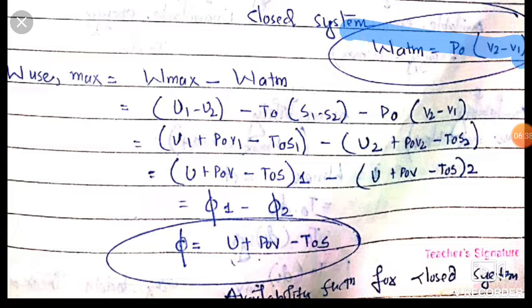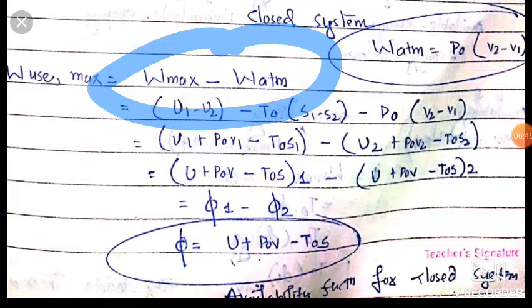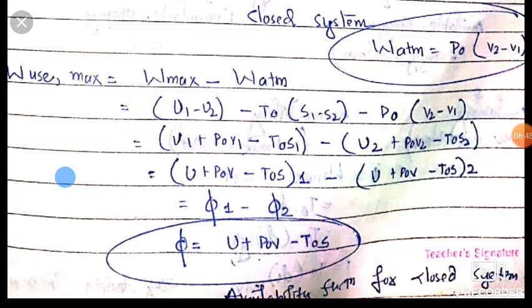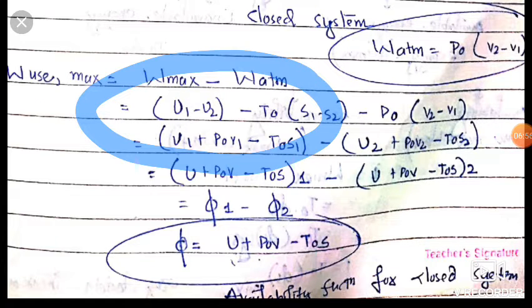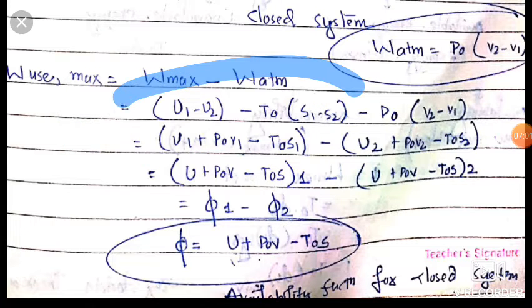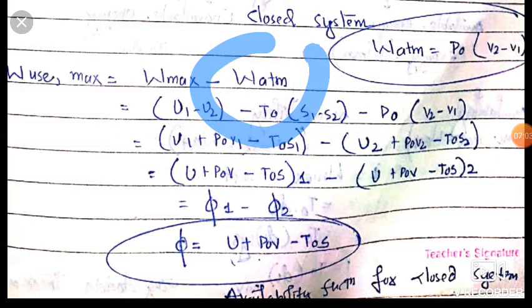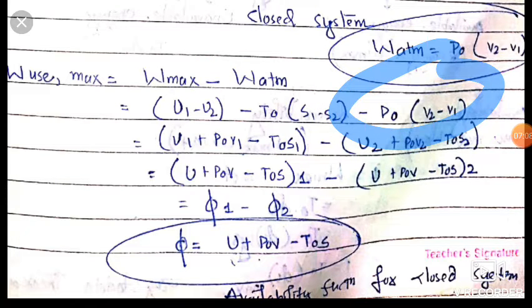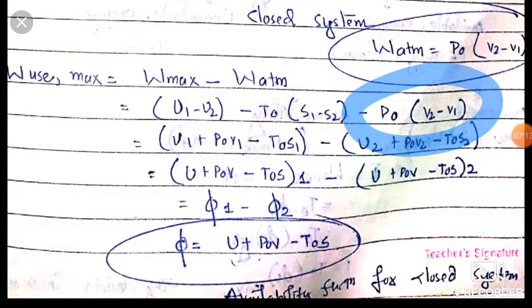Okay friends. Now maximum useful work is maximum work done minus work done on the atmosphere. It is a closed system, so for a closed system, maximum work is U1 minus U2 minus T naught (S1 minus S2). We have already derived this. Now, what is work done on the atmosphere? It is P naught (V2 minus V1). So this is from the closed system exchange work.